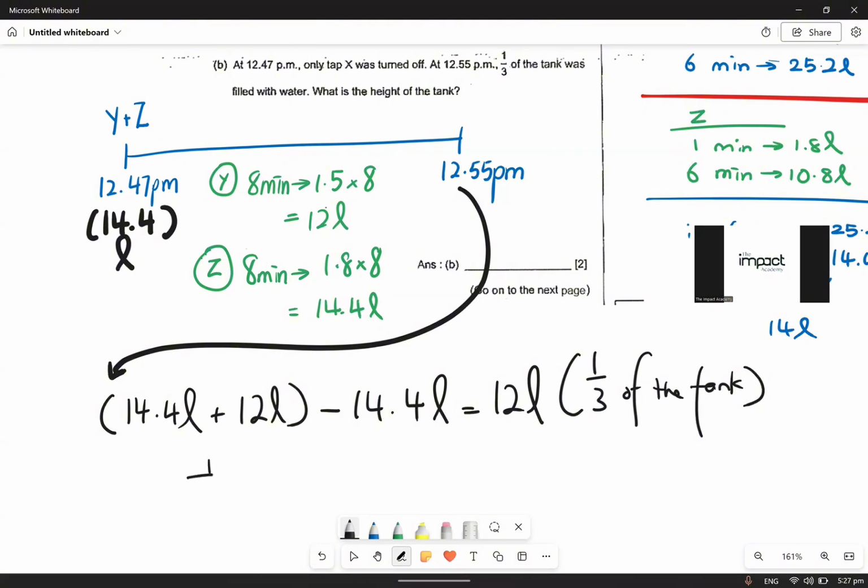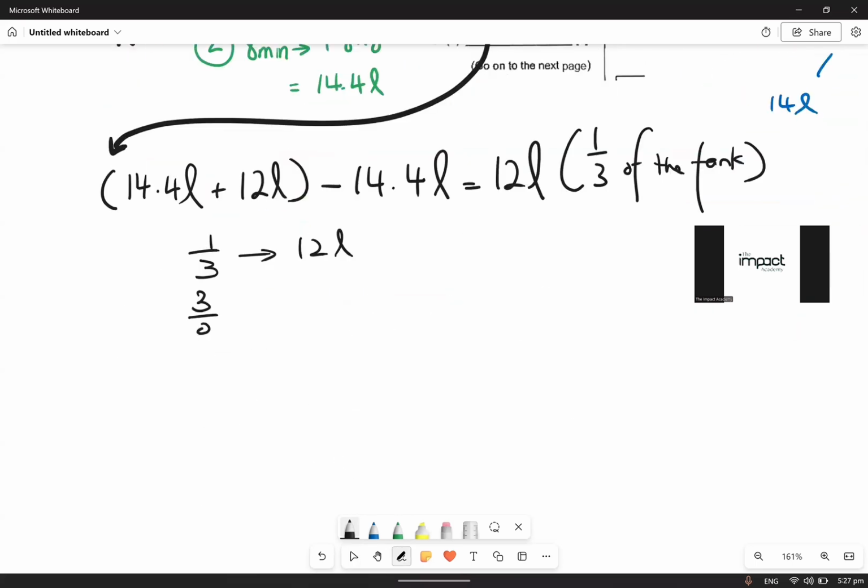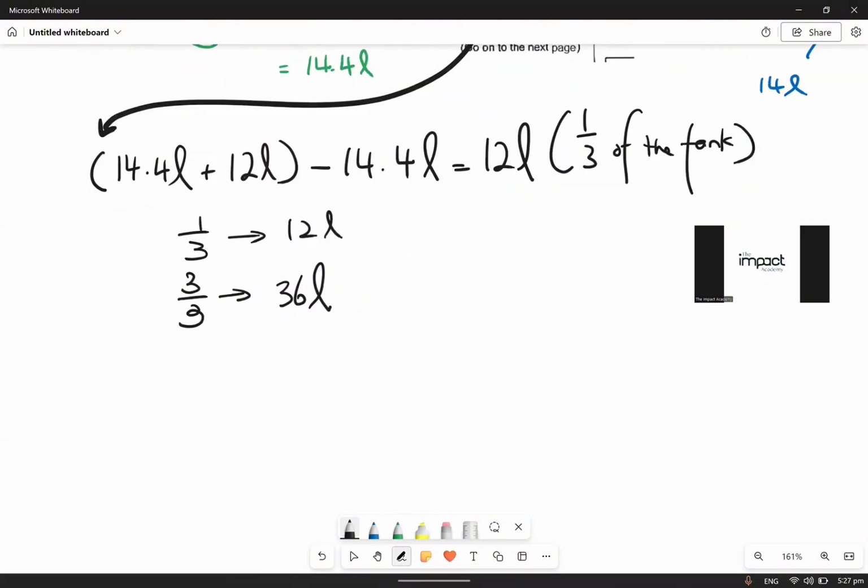Then you find, so 1/3 is 12 liters, right? How many units are you supposed to find? 3/3, right? Which is actually equal to 12 times 3. That gives you how much? 36 liters, right? But are they asking for the capacity? They're asking for the height. To find height, you always do capacity over, very good, the base area.